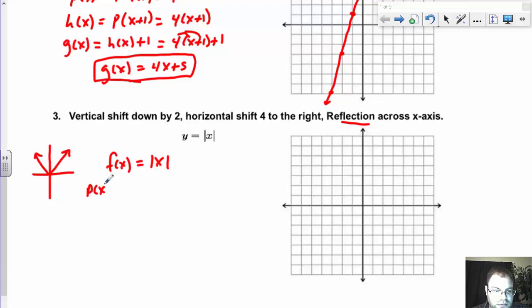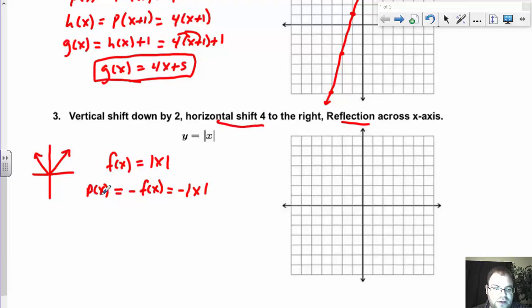So I'm going to say p of x is going to equal negative f of x. That's how you reflect across the x-axis. You put a negative in front of the function. So since f of x is absolute value of x, then that's going to be the negative absolute value of x. That'll turn this graph upside down, basically reflected across the x-axis.